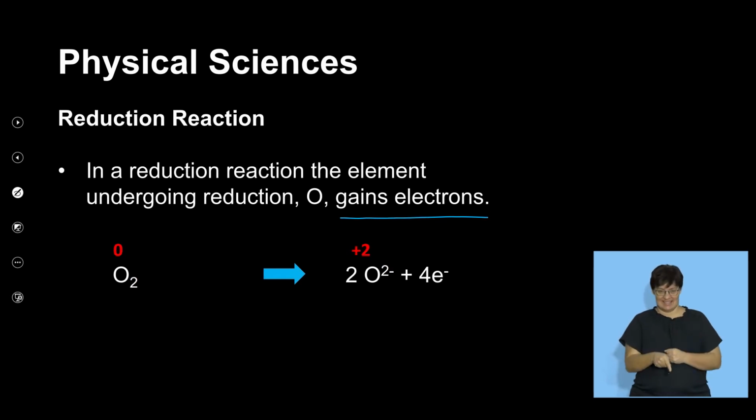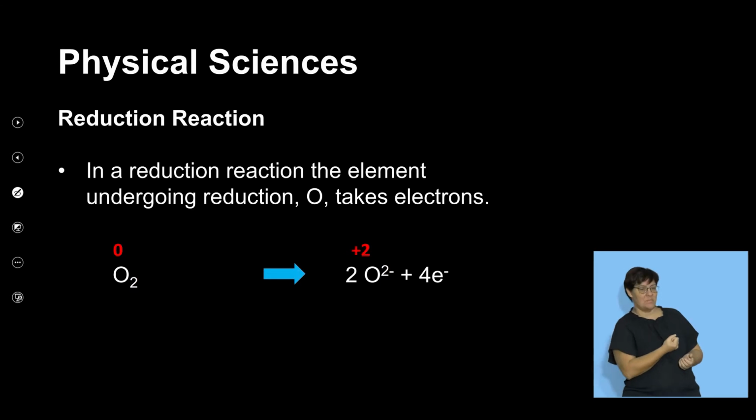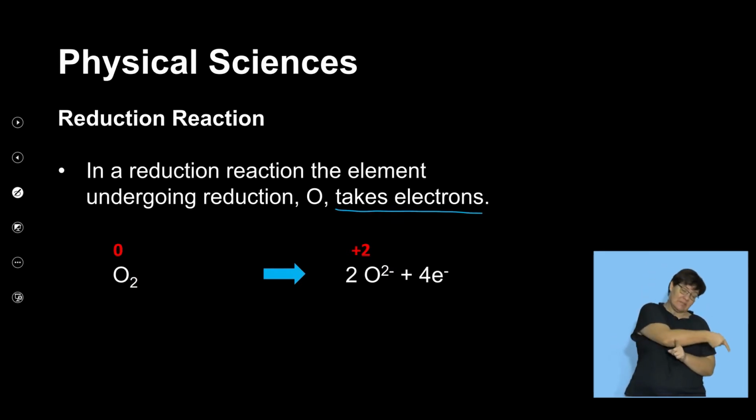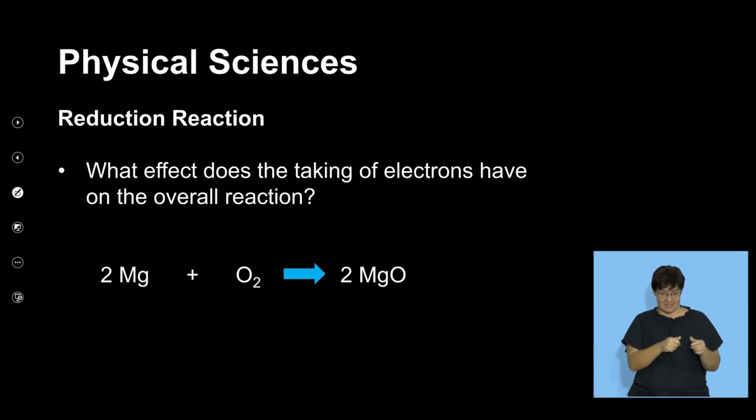So how do we represent that? We are saying that the oxygen ions actually gain electrons, right? Which can be represented in a different way. Okay, so oxygen takes the electrons, but where are these electrons coming from? They are coming from magnesium. Hence, we are saying that the transfer is between oxygen and magnesium, right? So what effect does the taking of electrons have on the overall reaction? That's the big question now that we want to put across.